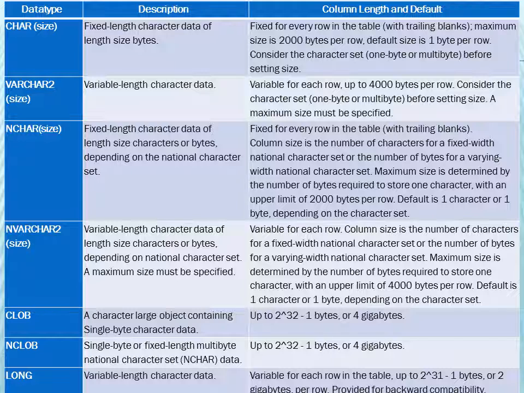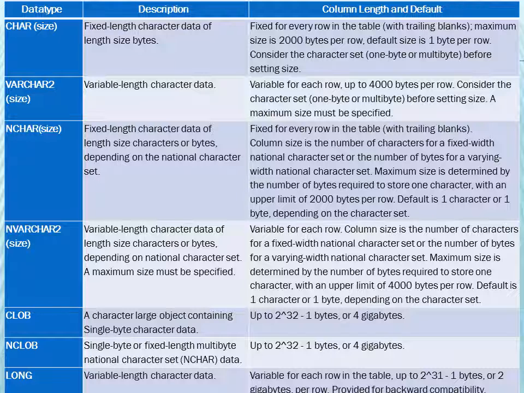Next is CLOB, a character large object containing single byte character data. We can store up to 4 gigabytes of data inside this. Next is NCLOB, single byte or fixed length multi-byte national character set, that is nchar data. We can store nchar data, that is Unicode data, and we can store a large amount of data, extending up to 4 gigabytes.